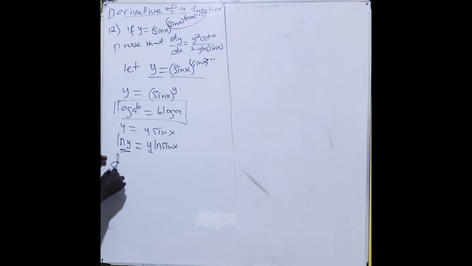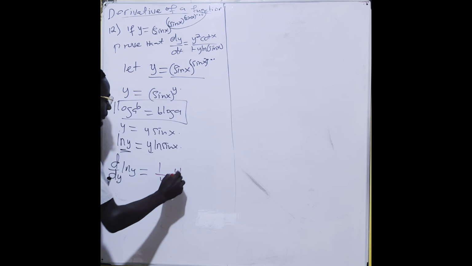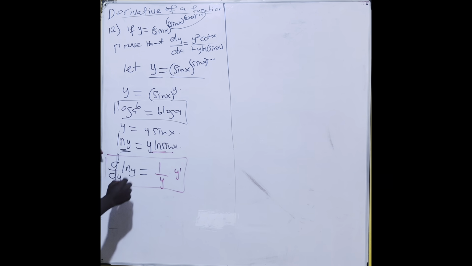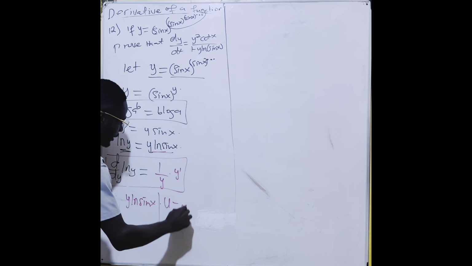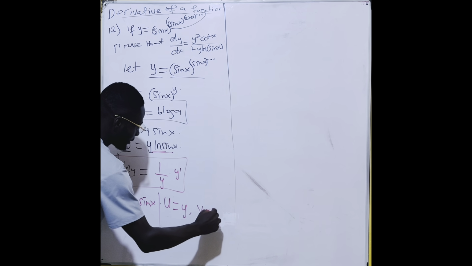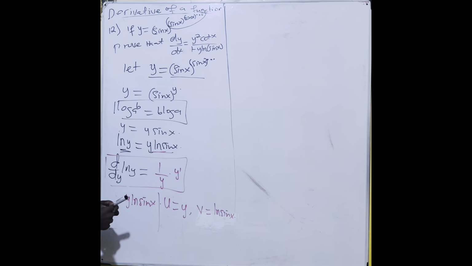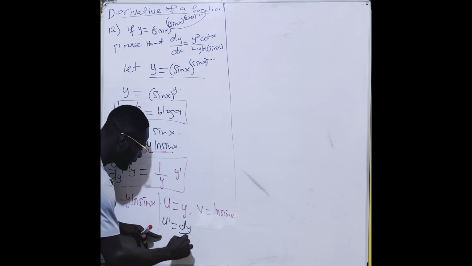So derivative of ln y with respect to y will be equal to 1 over y times y prime. So that means that we are done with the left hand side. We have to take this y ln sine x, right? So this means that our u will be equal to y and our v is ln sine x, right? So this means that if you need u prime, we have dy/dx.